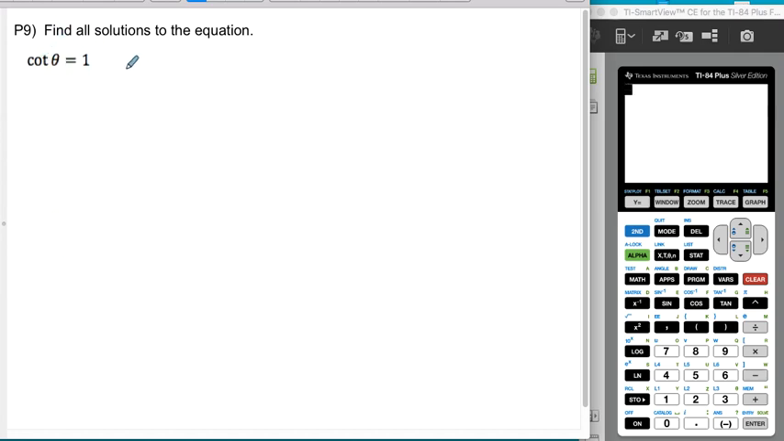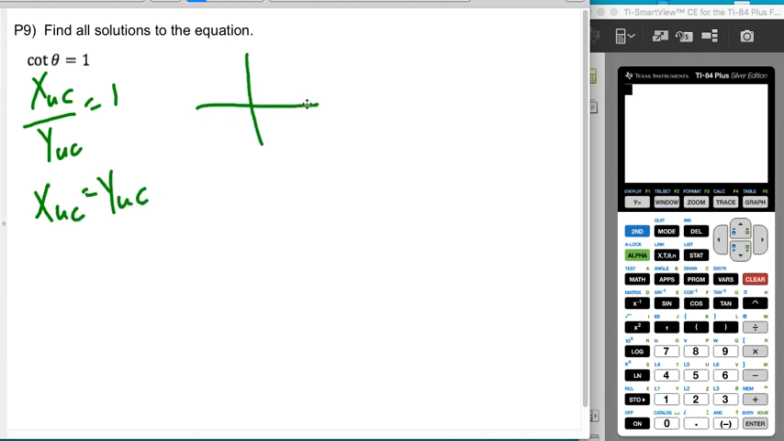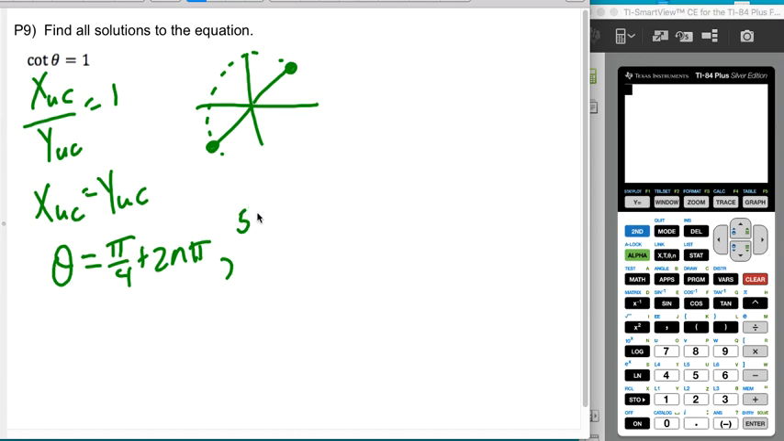Let's do cotangent of theta is 1. So this is basically saying the x on the unit circle over the y on the unit circle is a 1. So the x is the same as the y. Well, that only happens in 2 places. It happens here at pi over 4, where both values are root 2 over 2, and it happens here, exactly pi units away, for the record, where both of those values are negative root 2 over 2. So my answer could either be written as theta equals pi over 4 plus 2n pi, meaning full circles, and also 5 pi over 4 plus 2n pi. That's one way to write the answer.